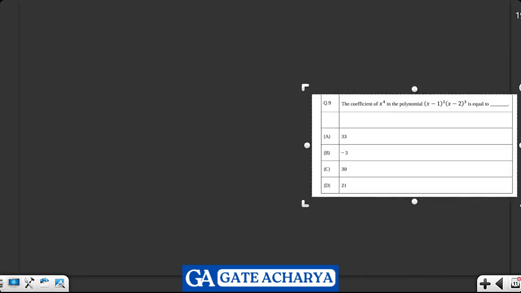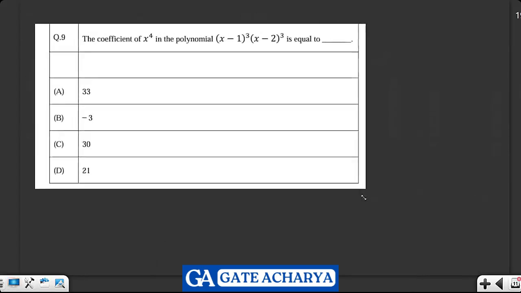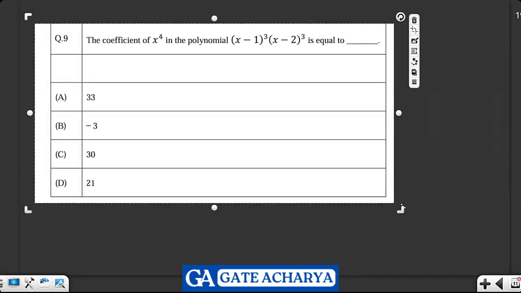Now this is something coming from maths. The question says: find the coefficient of x raised to 4 in the polynomial (x minus 1) the whole cube into (x minus 2) the whole cube. Now guys, there is a way of handling this as a multinomial, but I don't prefer that idea. I'm going to do it in a regular way. So let's deal with this.